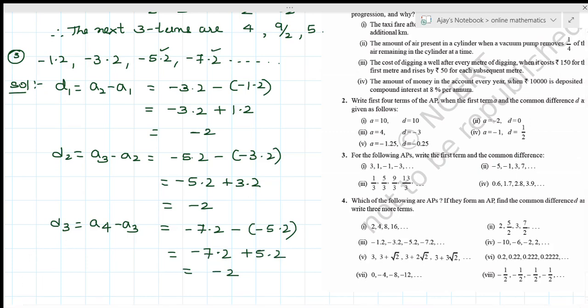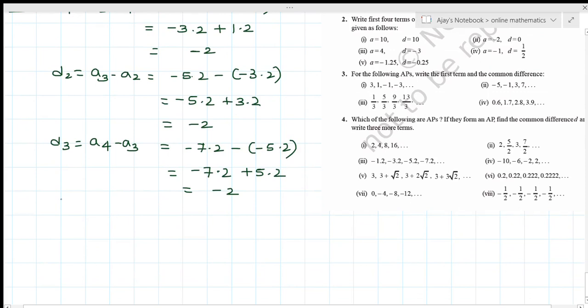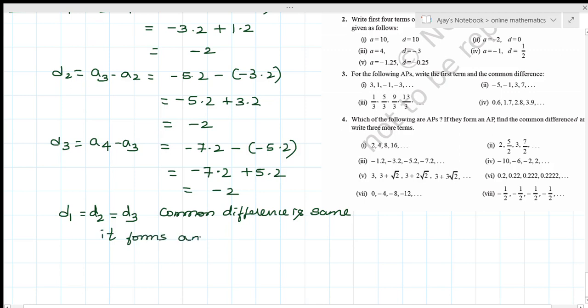So clearly from the above, we can justify that D1 is equal to D2 is equal to D3. So what I can finally conclude is that the common difference is the same. So it forms an AP, that is, D is equal to minus 2. So I have found it is an AP, and that D is equal to minus 2.